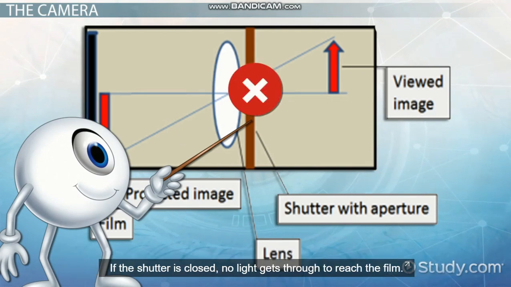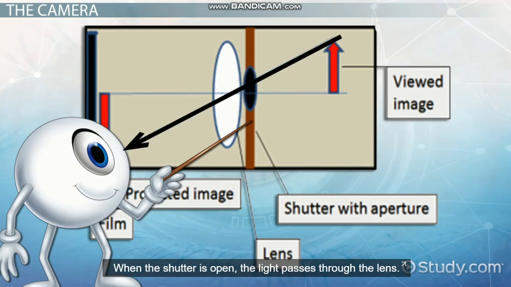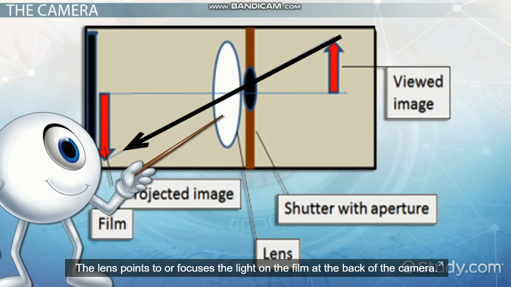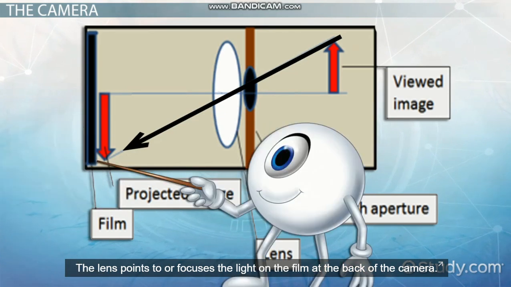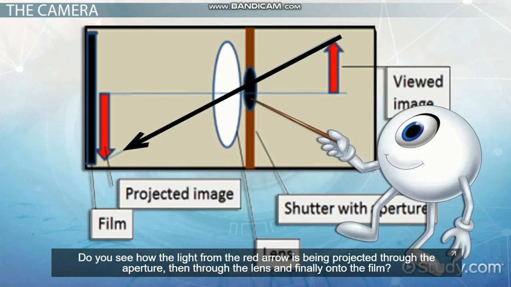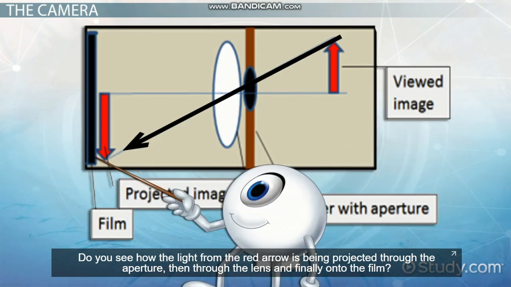If the shutter is closed, no light gets through to reach the film. When the shutter is open, the light passes through the lens. The lens points to or focuses the light on the film at the back of the camera. Do you see how the light from the red arrow is being projected through the aperture, then through the lens, and finally onto the film?